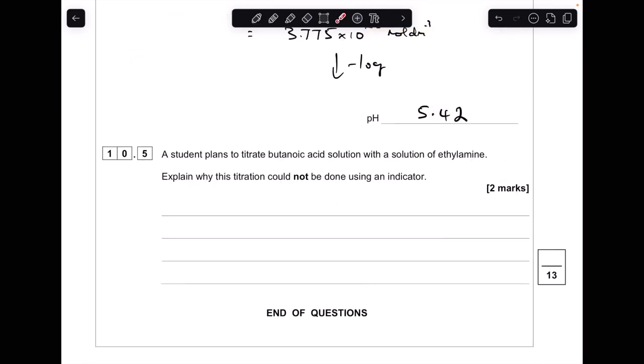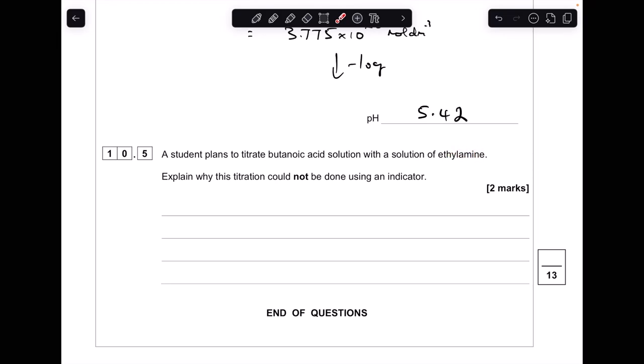And finally, part 5, student plans to titrate butanoic acid solution with a solution of ethylamine. Explain why this titration could not be done using an indicator. So the thing we've got to appreciate here is butanoic acid is a weak acid, we already know that, and ethylamine is a weak base.